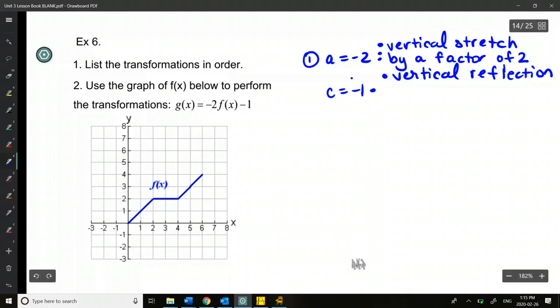All right, and a C value of -1. What does this do to our graph? Charlie? Vertical, so we can just say shift down 1 unit. Perfect.